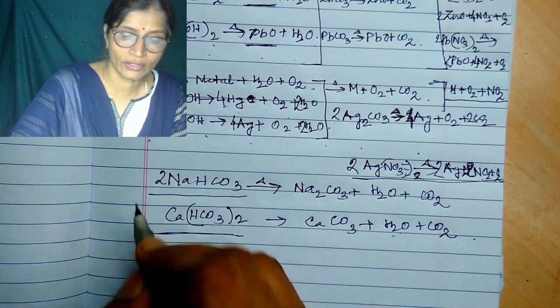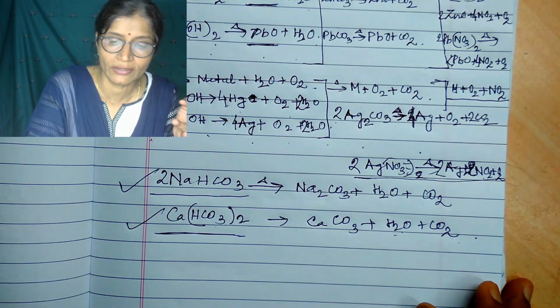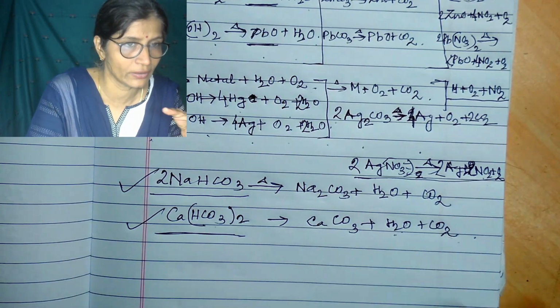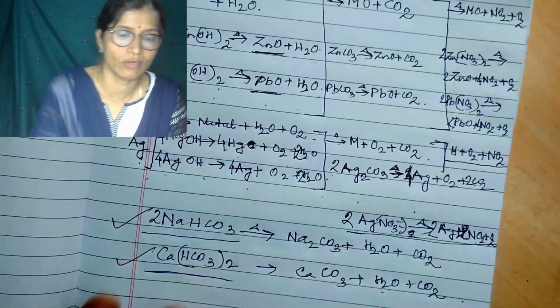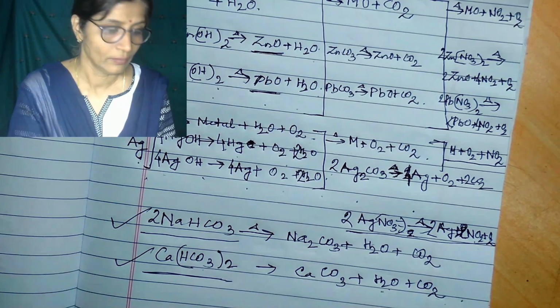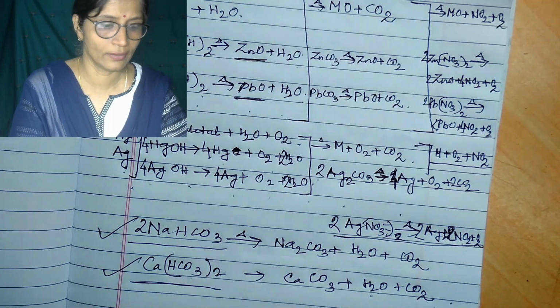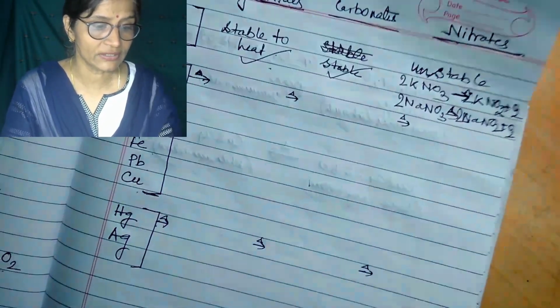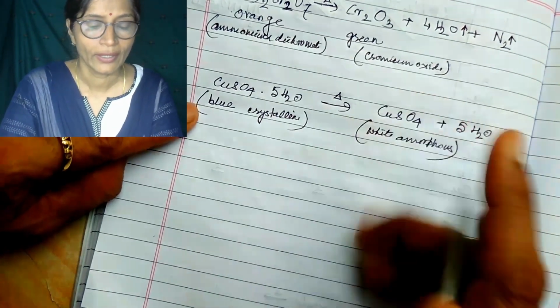Okay, so if bicarbonate salts are heated, they will produce carbonate of the metal, water, and carbon dioxide. So this is all about how the decomposition of hydroxides, carbonates, nitrates, or bicarbonates of the metal occurs.